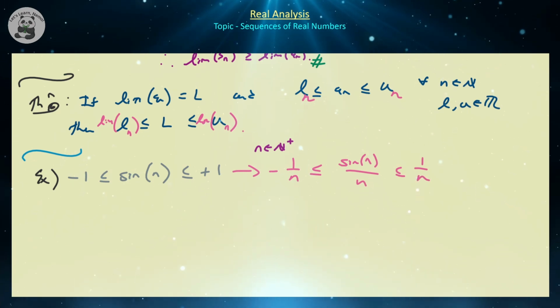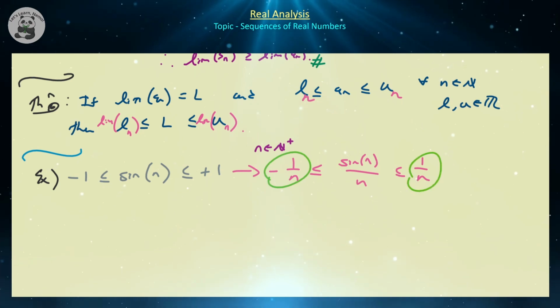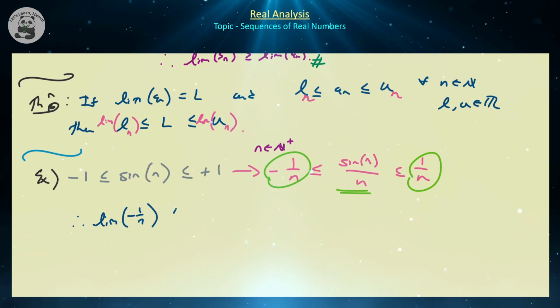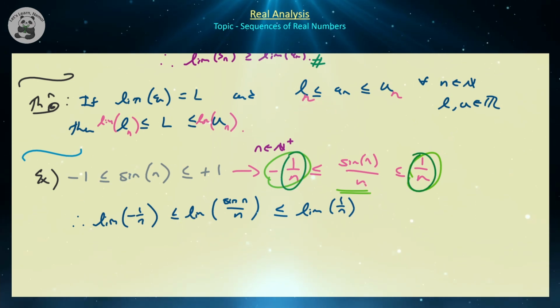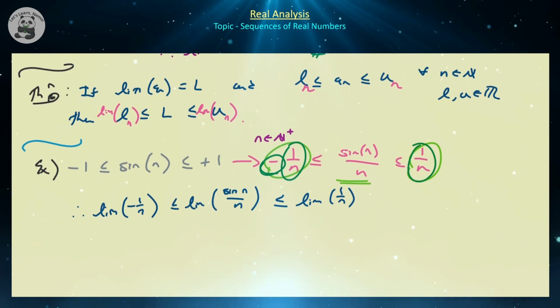Right? So if we have a lower bound and an upper bound for some particular sequence, we can take the limit of all three sides, and we can get some interesting results out of that. So what we have here by the theorem previously presented is that the limit of -1 over n will be less than or equal to the limit of the sine of n over n, and that's going to be less than or equal to the limit of 1 over n. And I know this is true because I know 1 over n and -1 over n are convergent sequences, and that -1 is just a scalar multiple of a convergent sequence.